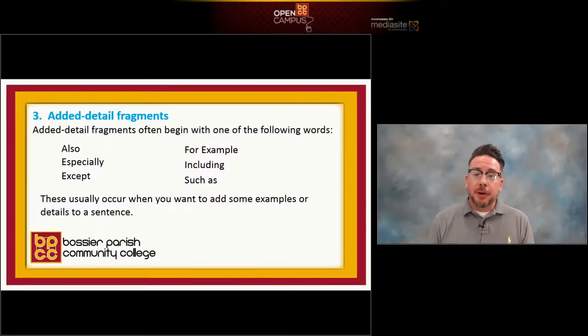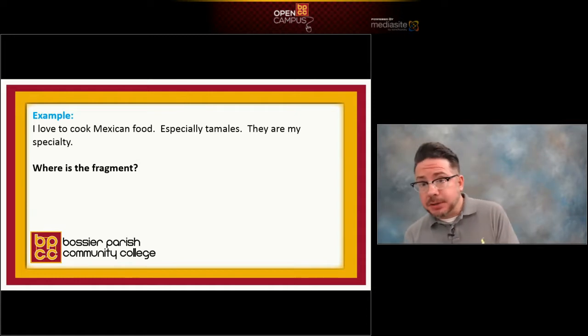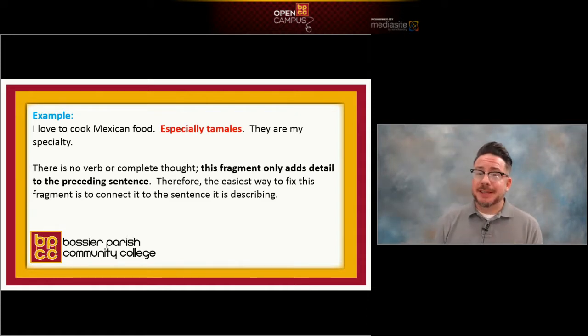We're now at the third rule for correcting fragments, the third most common fragment, and that is added detail fragments. Added detail fragments often begin with one of the following words that you see on the screen. Words like also, especially, except, for example, including, and such as. These usually occur when we want to either add examples or we want to add some specific detail to a complete thought. Let's take a look at an example here.